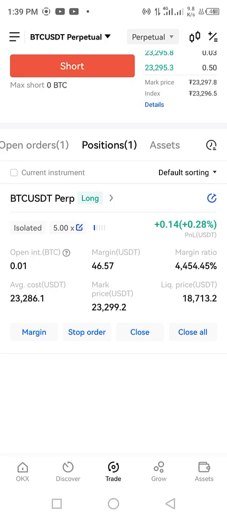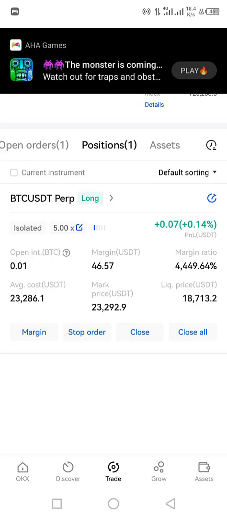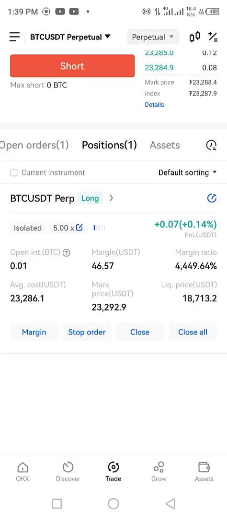If you look at this very area, the profit right here is 14 cents. That is 0.12 USDT, which is 0.19% at the moment. So I can close this and my profit will be added to my balance. Okay, so this is how you place a long position.